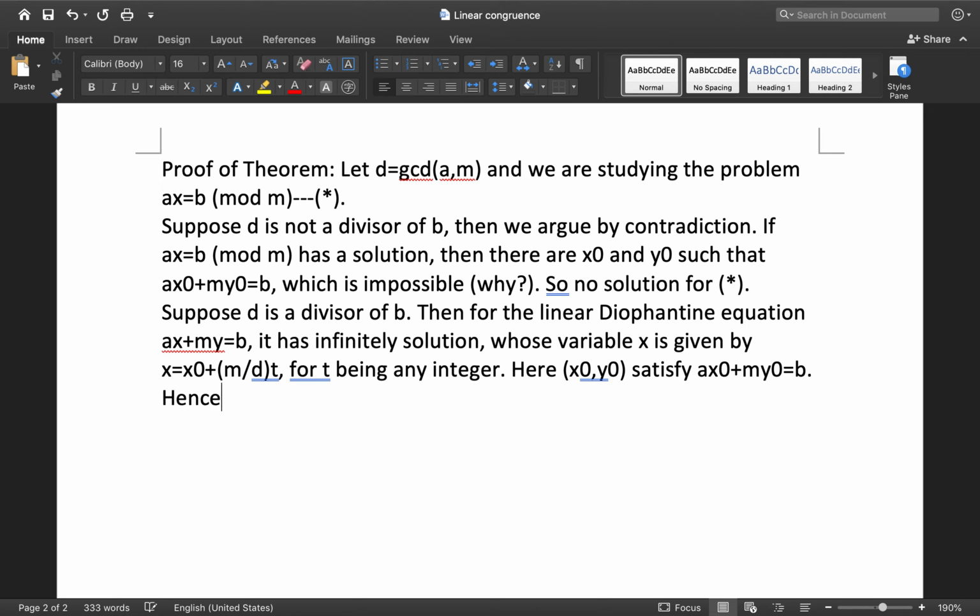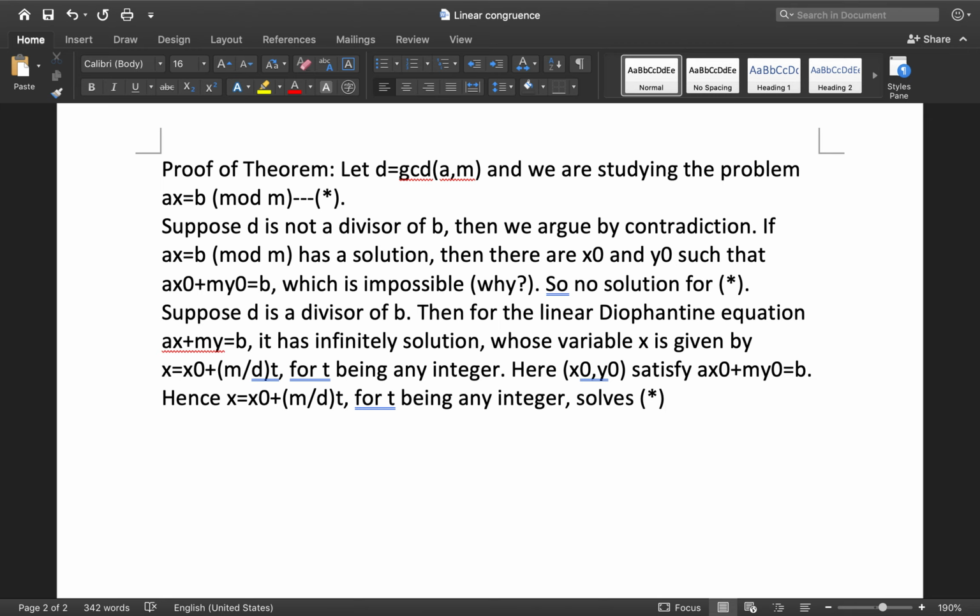But at least this x equals x0 plus m over d times t is a solution that solves the original problem, star. At least we know that it solves the problem, because you can check it directly.